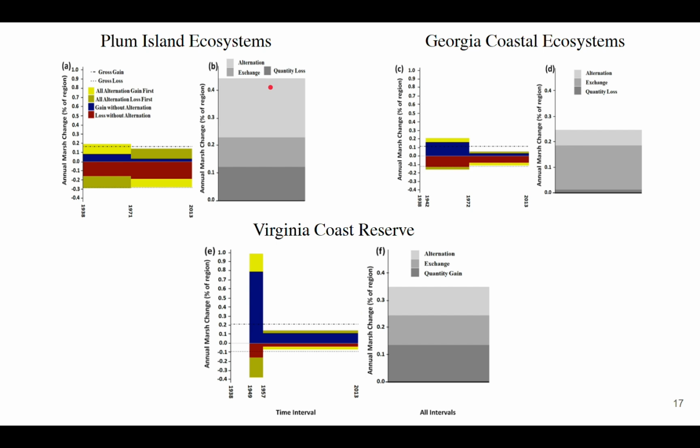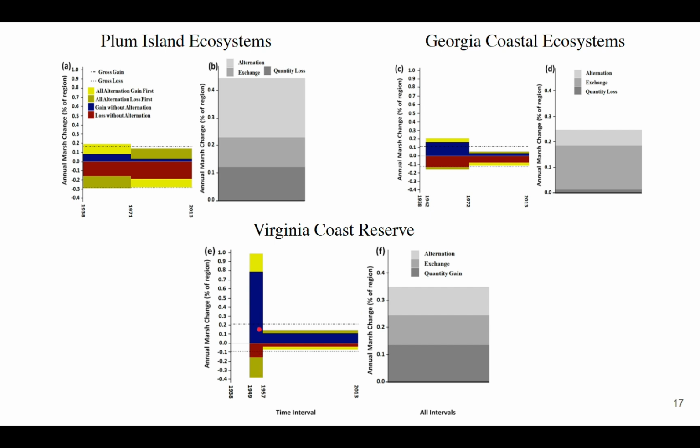GCE shows the gross loss and gross gain lines are almost equidistant from the time axis. This results in a quantity component that is nearly 0, indicating trivial net change from the beginning to the end of the interval. Here, exchange dominates, driven by equal contributions from loss without alternation and gain without alternation.